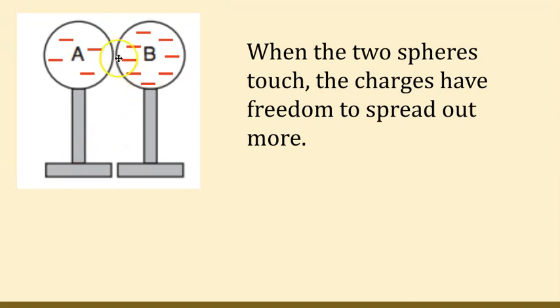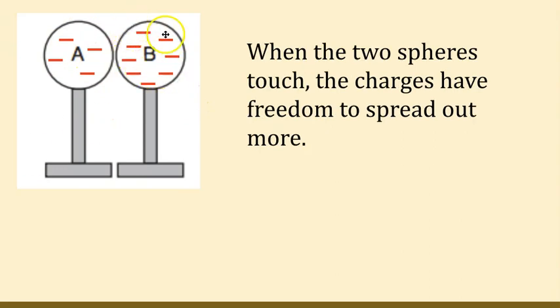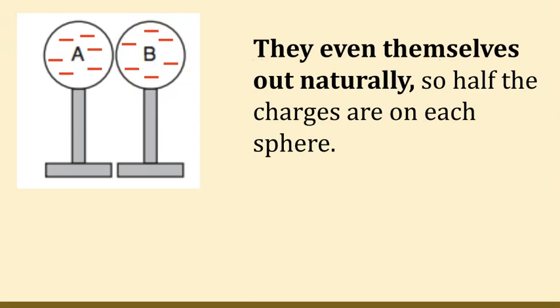When the spheres touch together, now the charges, or the electrons, are free to move around between both spheres. So what happens is they even themselves out naturally, and that means that half of the charges are on each sphere. And that's because these electrons all have negative charges, so they repel each other. They want to be as far away from each other as possible. So the best way to do that is to spread out evenly. If they stay like this, there's too many on this side and they're too close together. So they go like this so they can spread out as evenly as possible.